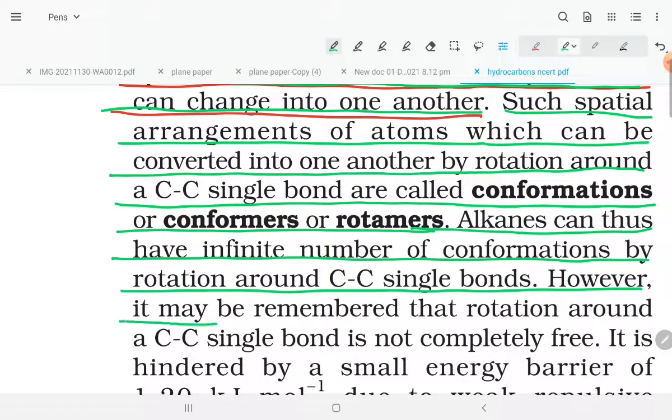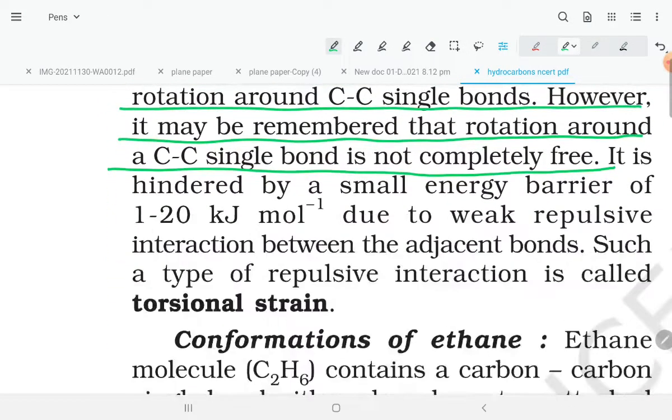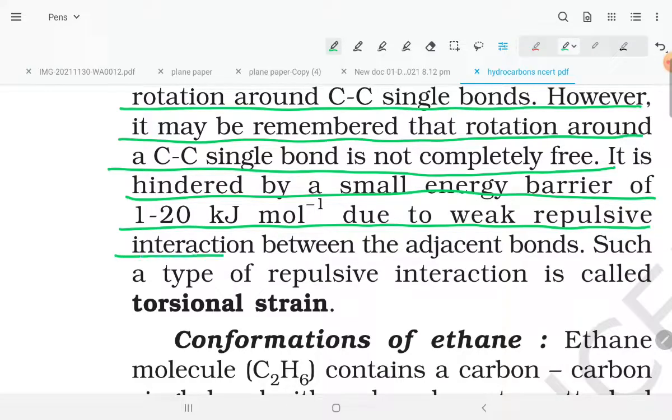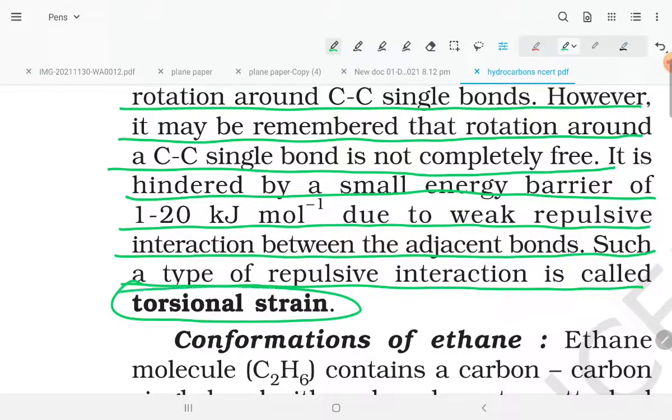However, it may be remembered that the rotation around the C-C single bond is not completely free. It is hindered by a small energy barrier of 1 to 20 kJ per mole due to weak repulsive interaction between the adjacent bonds. Such a type of repulsive interaction is called torsional strain. Okay, torsional strain will be there.